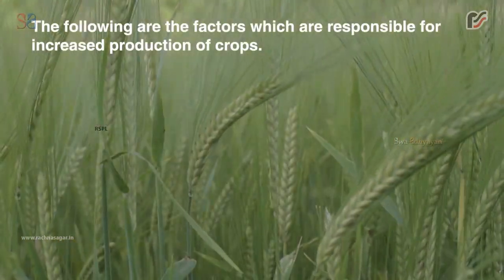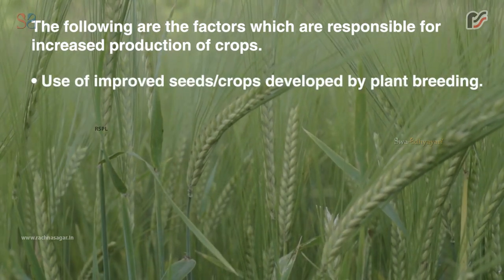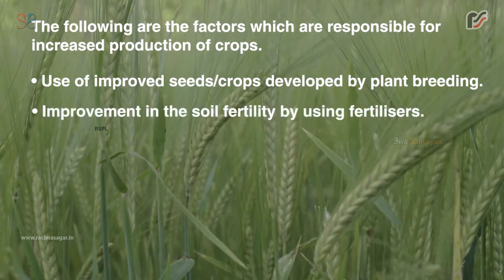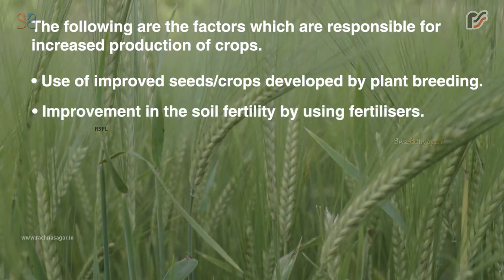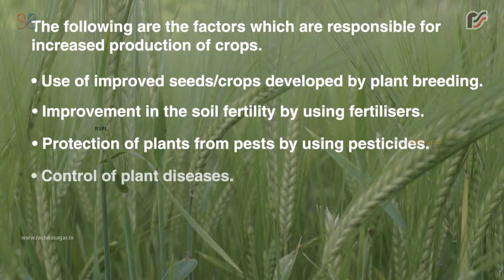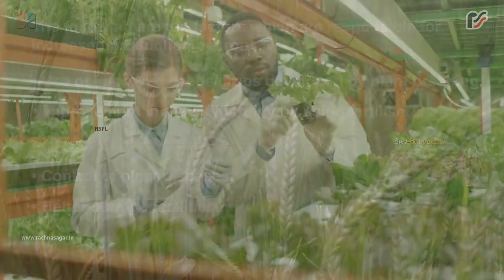The following are the factors which are responsible for increased production of crops. Use of improved seeds or crops developed by plant breeding, improvement in the soil fertility by using fertilizers, protection of plants from pests by using pesticides, control of plant diseases, better storage facilities.